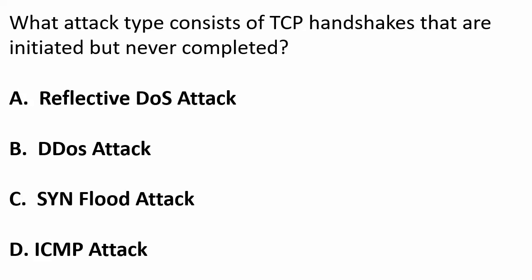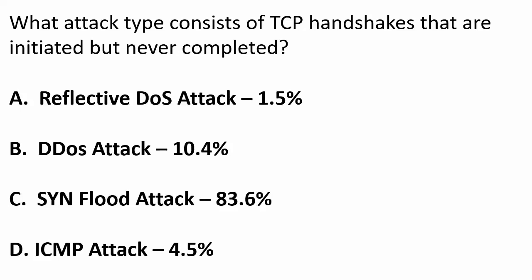And with that in mind, let's take a look at those percentages. And the smart money is on Syn Flood attack at 83.6%. DDoS attack came in second at 10.4, ICMP at 4.5, and reflective DOS attack at 1.5. Occasionally the long shots come in around here, maybe not the fourth long shot, but the second one. But today the smart money is absolutely correct. This is describing a Syn Flood attack.